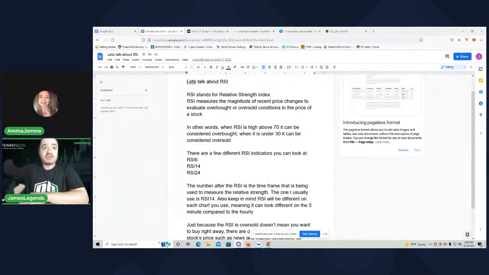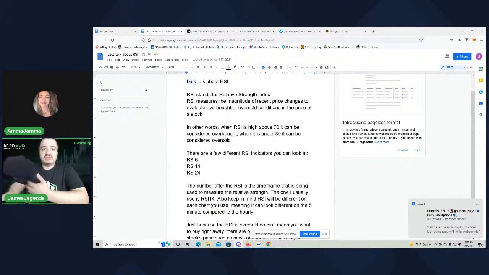I have a few things planned for today that I wanted to go over, a few indicators that I want to talk about, and then also a couple of different types of option strategies that I want to talk about as well. So we're going to kick it off right away. We're going to start off by talking about RSI.